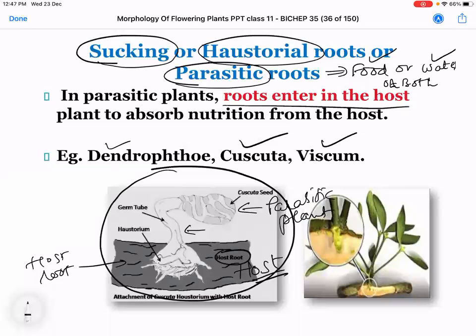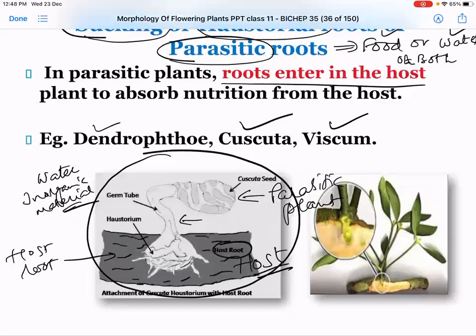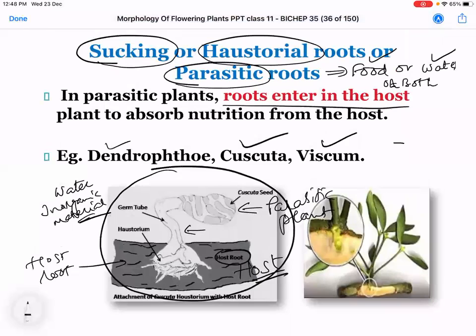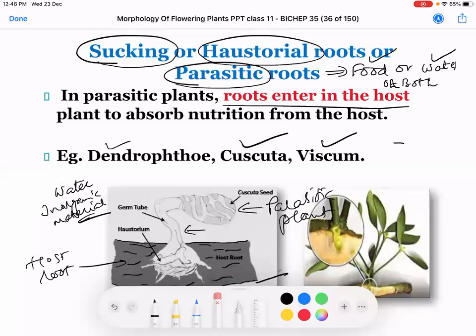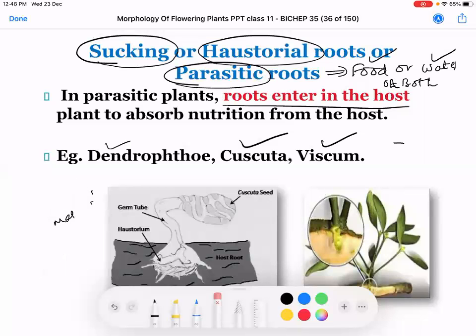Now, in order to get, number one, water, and number two, the inorganic material. Ready? So inorganic substances and water can be absorbed from the roots of the host. So they are depending not for food, but for the water and minerals. It is partially. The example which is given is belonging to the partial parasite. Ready? So this is how they are able to suck the material by penetrating the host body part.